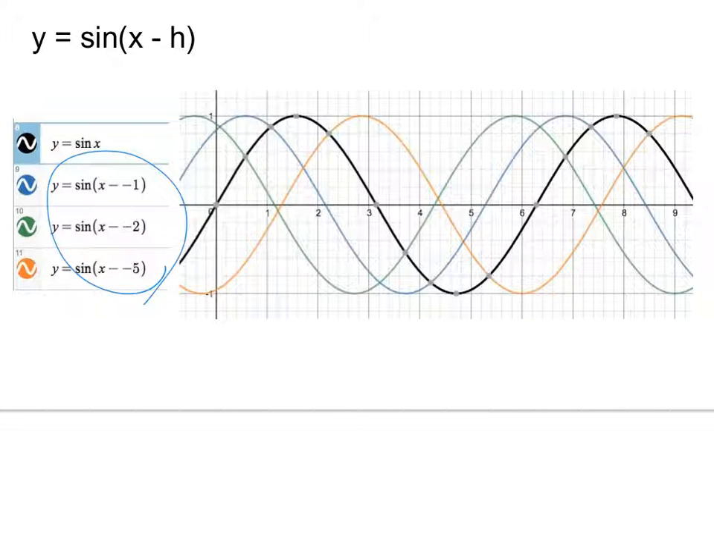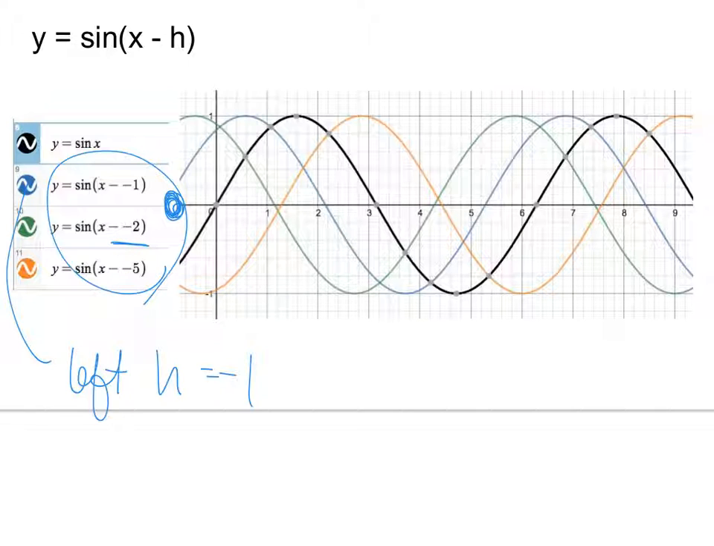Still going. Here we're shifting to the left. So the first one, h equals negative 1. That's our light blue one. Our negative 1 is over here. Negative 2, I should have copied this at a different spot in the graph, would be negative 2 to the left, negative 5 to the left. And you can read that on your x-axis because your x-axis are true numbers.